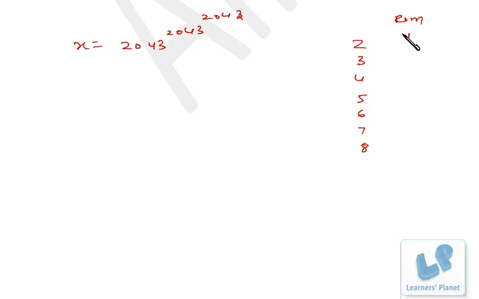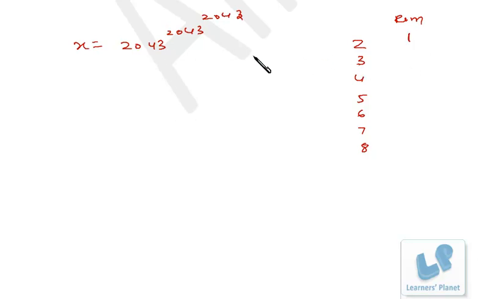Now the question was x is equal to 2043 raised to 2043 raised to 2043. If this number is divided by 2, 3, 4, 5, 6, 7, what will be the remainder? So let's do one by one. As far as 2 is concerned, it's very simple because it's an odd number. If any odd number is divided by 2, the remainder is 1. So the remainder from 2 is 1.